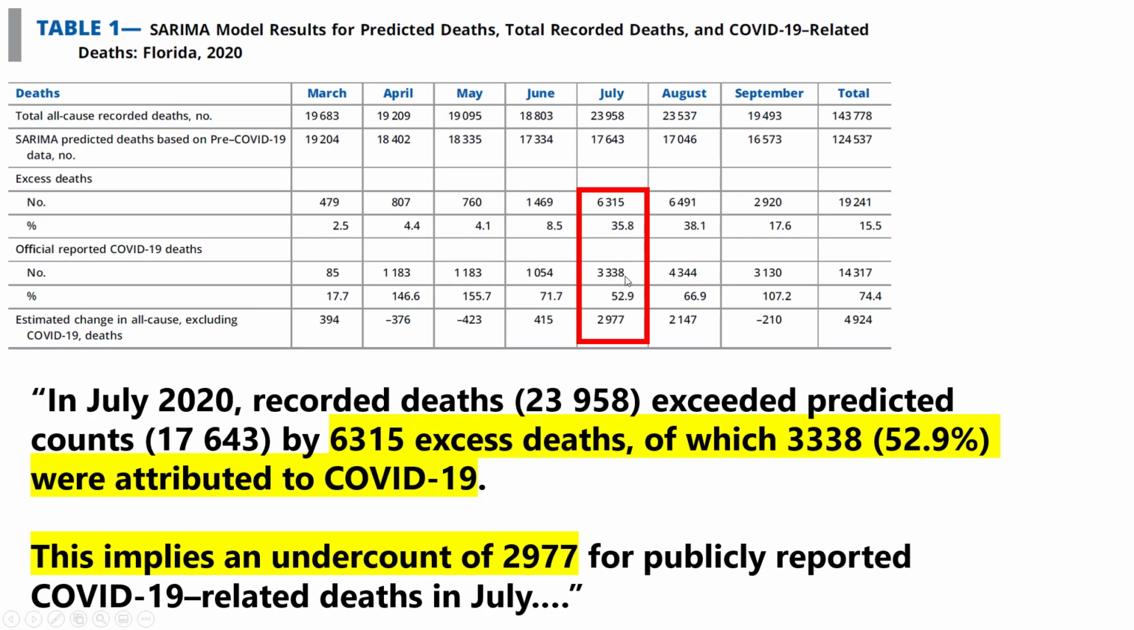My problem is with the bottom statement. They say that the difference between these two numbers implies an undercount of 2,977 for publicly reported COVID-19 related deaths in July. They are suggesting that Florida undercounted COVID-19 deaths by almost 3,000 in this 1 month alone.